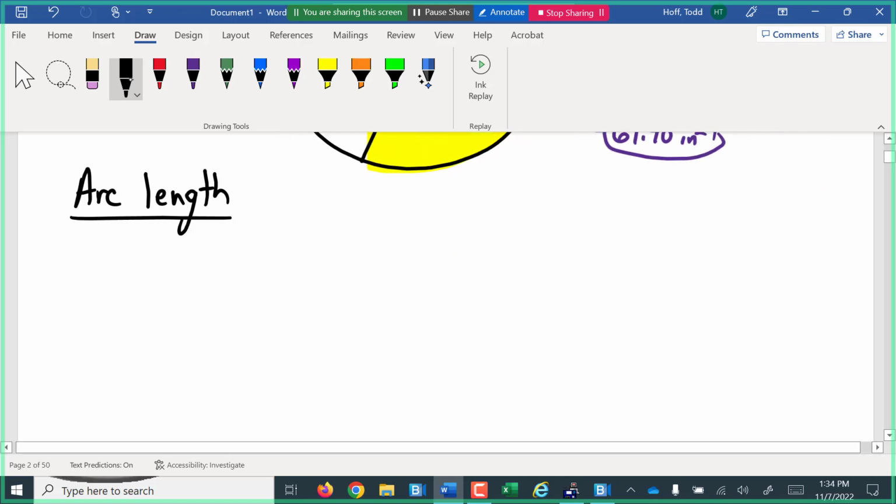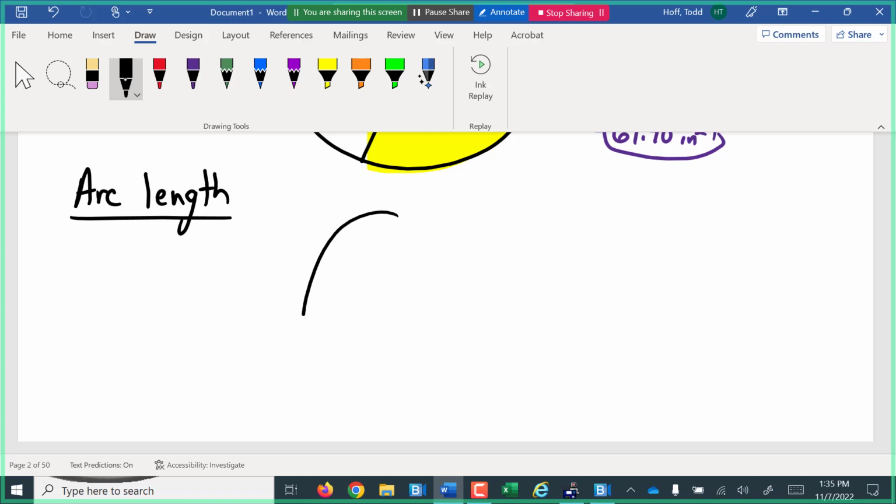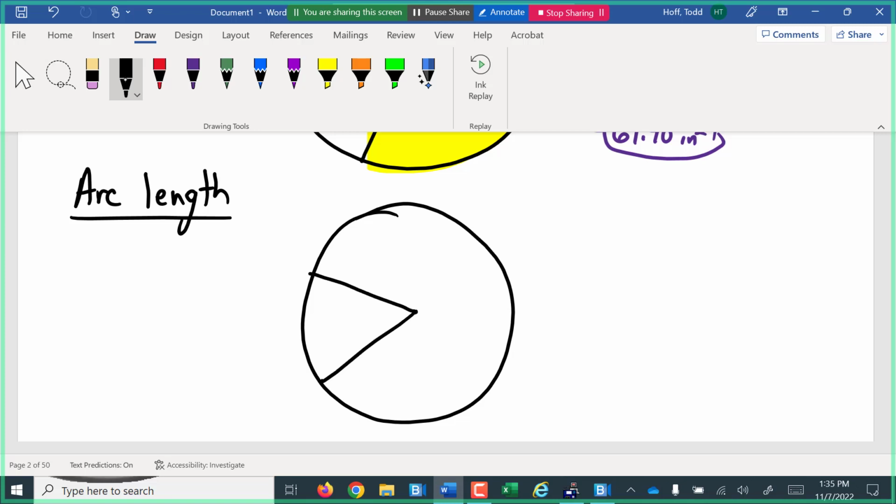Well, sometimes we're not just looking for the area of part of a circle. We're looking for the circumference or the perimeter of part of a circle. So if I have, again, my central angle of theta here, and what I'm trying to find is this piece here, the portion of the circumference that's cut by that angle. That piece, by the way, is called an arc.